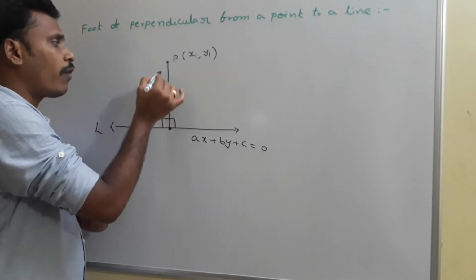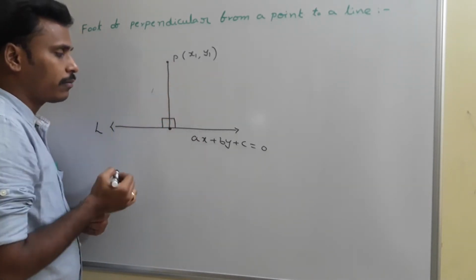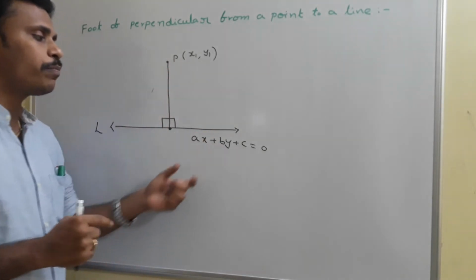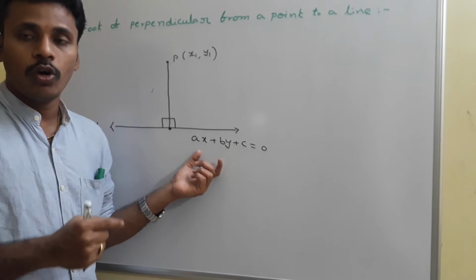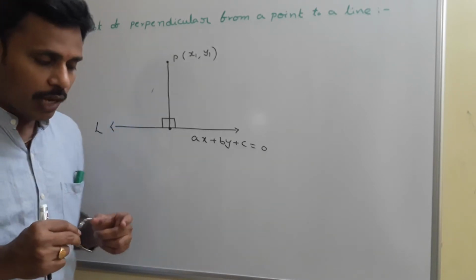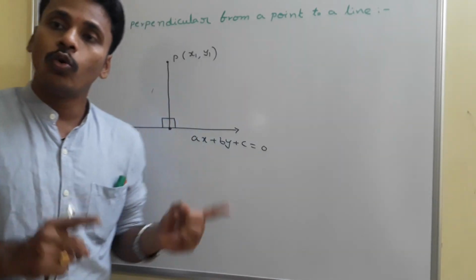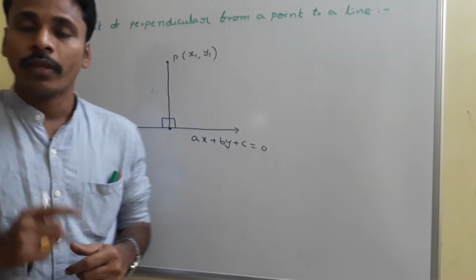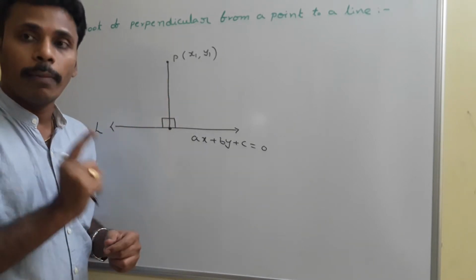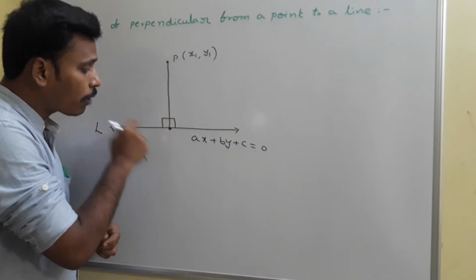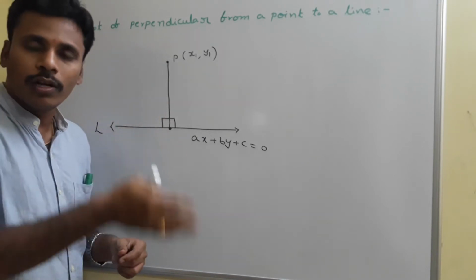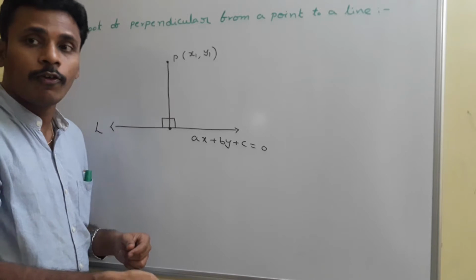We have a formula to find this distance. The distance from P (x1, y1) to the line ax + by + c = 0 we can find using the modulus of ax1 + by1 + c divided by root of a squared + b squared. So we have a formula to find this distance. But to find the foot of this perpendicular, foot in the sense, just like our foot, right?